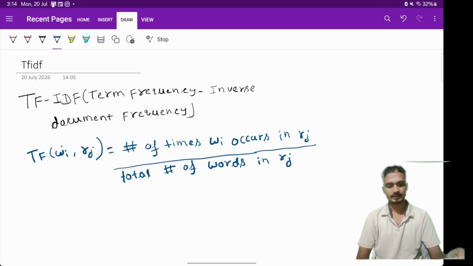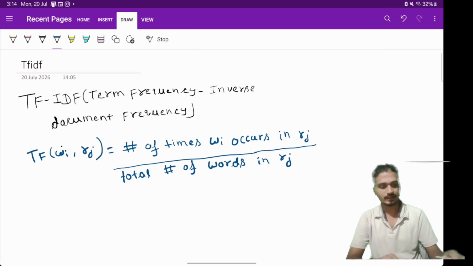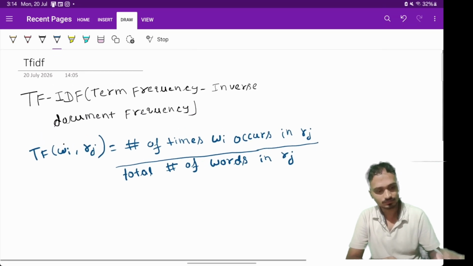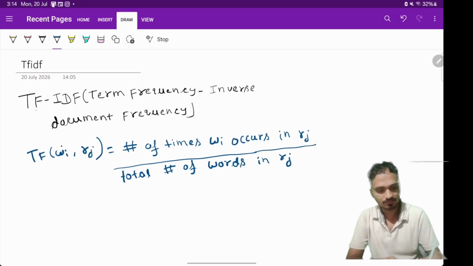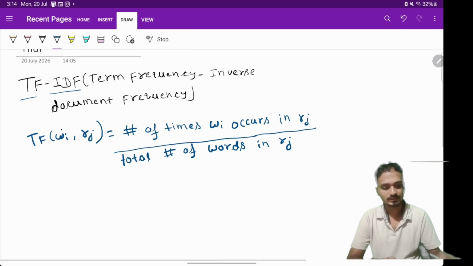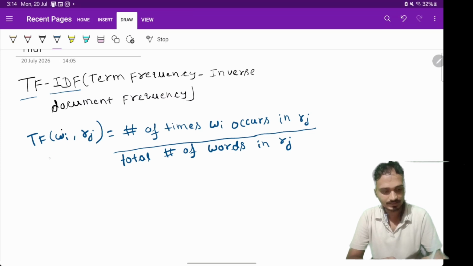So let's see how TF-IDF works and how we can convert the language into a numeric form that will be fed to the AI model in order to train it. In TF-IDF we have two terms. The first one is TF, the second one is IDF, which mean term frequency and inverse document frequency. We will study them one by one. First we will see TF. What is TF? TF is term frequency.